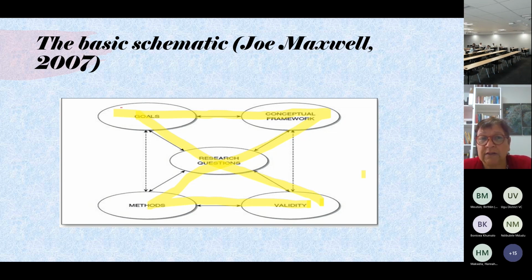And then you go across, like you're going to start making a Z. We're following those yellow lines. So you go from the goals across to what Joe Maxwell calls the conceptual framework. In other words, what are the important concepts in this study that you're hoping to find out more about? You're trying to find out what's going on. What are the important concepts that need exploration? And where do these concepts come from? And that's where it goes then to the literature review, but it also goes to your own experience.